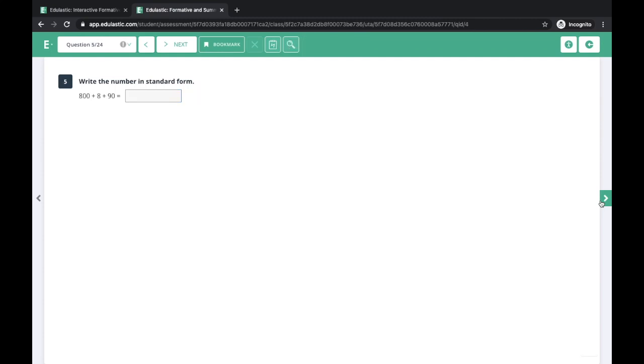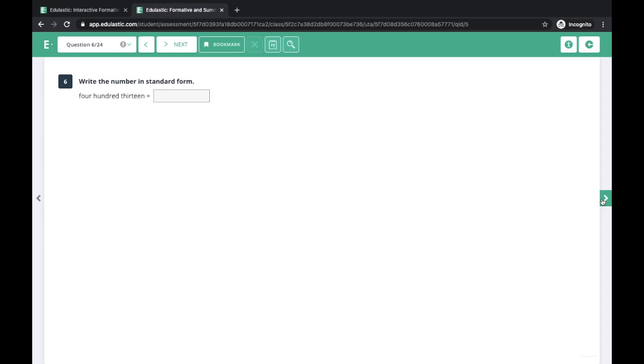Number 5, write the number in standard form. We see 800 plus 8 plus 90. Now, here we have our number in expanded form. We have our hundreds, then our ones, then our tens. But remember, when we're writing a number, we have our hundreds, our tens, and then our ones. So to write this number in standard form, we would say 898 because we have 8 hundreds, 9 tens, and 8 ones.